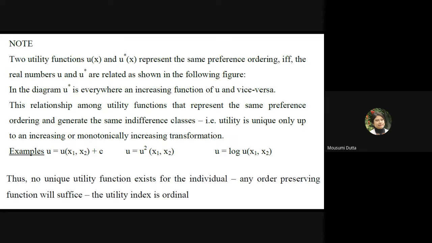Thus, no unique utility function exists for the individual. Any order-preserving function will suffice. In other words, the utility index is ordinal. So this is a very important note. You have to keep in mind that many times one utility function will be a monotonic transformation of another. If it happens, both the functions are indicating the same indifference map. Any question?